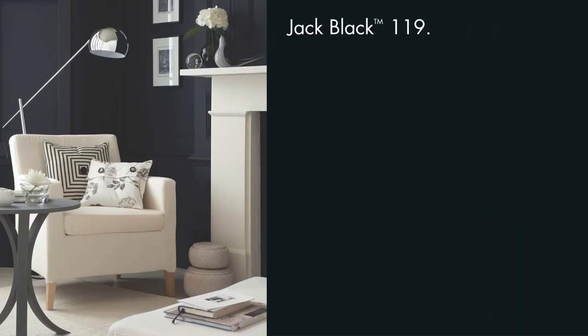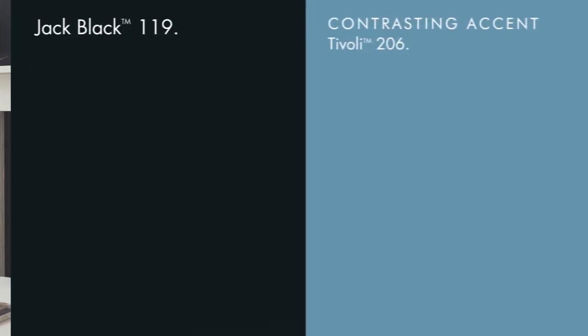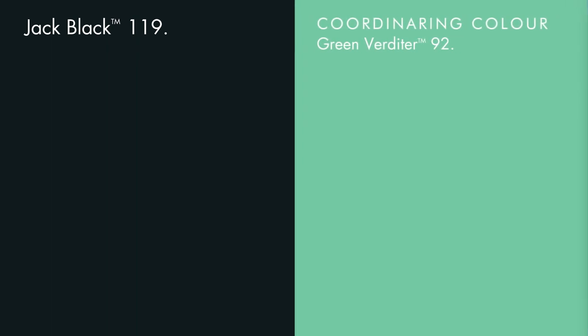Black is a common and essential colour in interior decoration, but as a considered paint shade it is often overlooked. The ultimate saturated black, Jack Black's total absence of colour allows the drama of a monochromatic scheme. Pair with Loft White, or the natural hue of other colours. Try Tivoli or Green Verditer to make it sing.